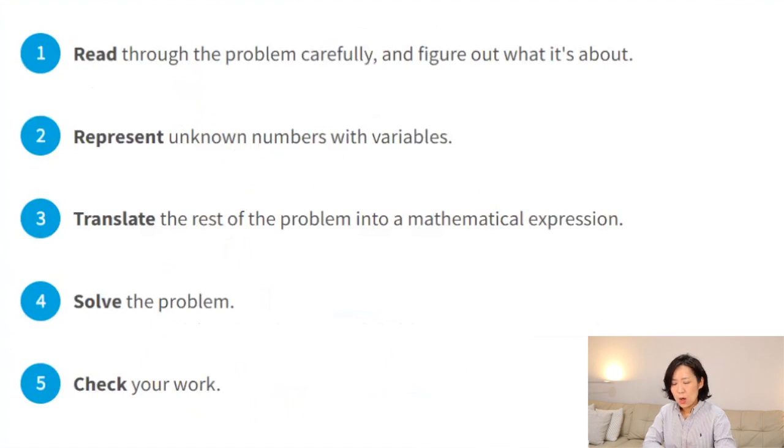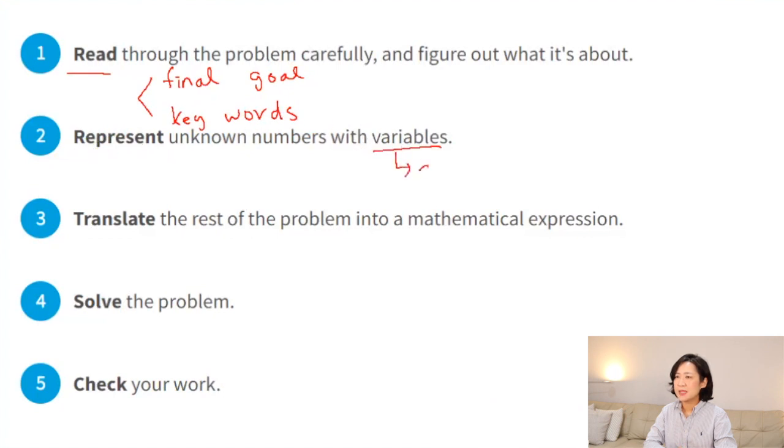First of all, we need to read the question, read through the problem. That means we always need to identify our final goal, then our keywords. So when you read the question, please underline the final goal and keywords. Then step 2 is to represent the unknown numbers with variables.